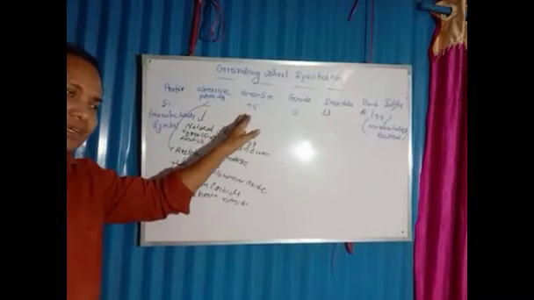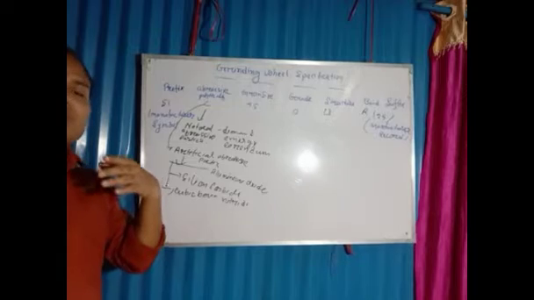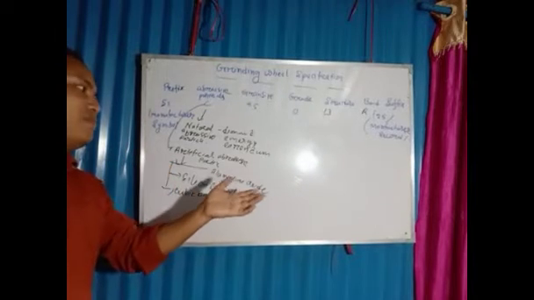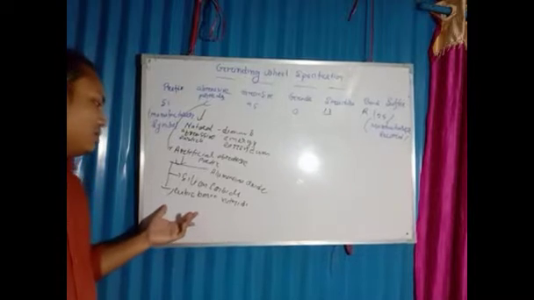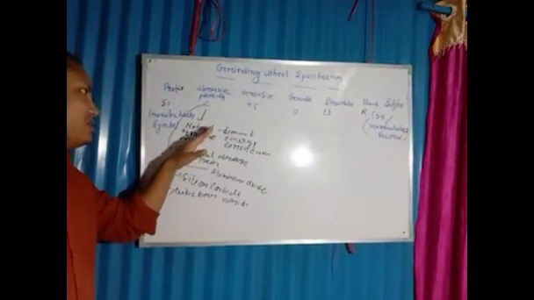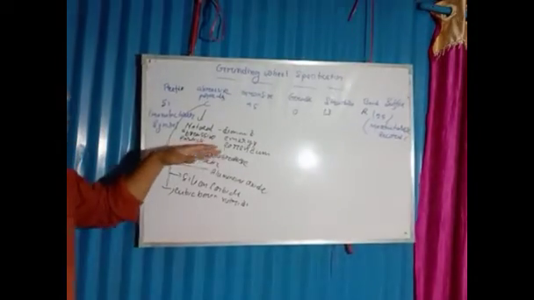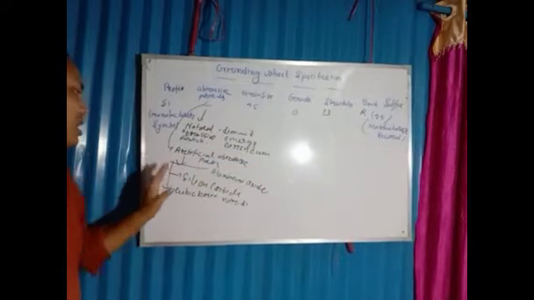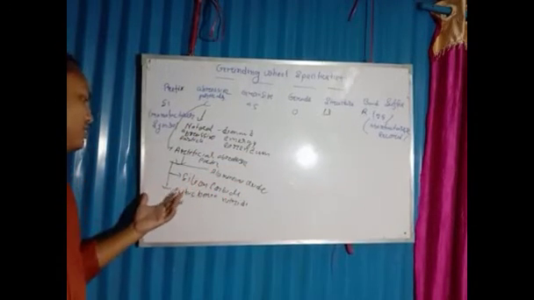What are abrasive particles? Abrasive particles are used for cutting the excessive materials. These abrasive particles are generally of two types: one is natural abrasive particle, another is artificial abrasive particle. Natural abrasive particles are naturally occurring, and artificial abrasive particles are artificially manufactured.